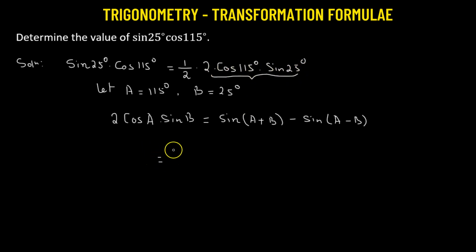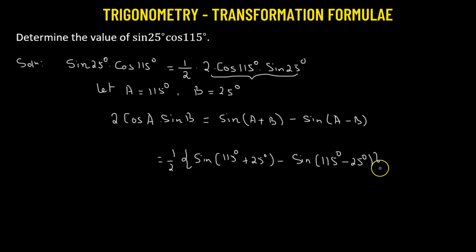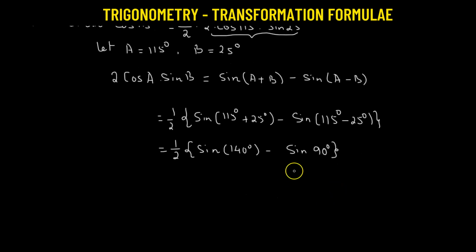So that means we are now going to get half. In place of cosine 115 times sine 25 degrees, we have sine 115 degrees plus 25 degrees minus sine 115 degrees minus 25 degrees. So this will be equal to half times sine of 115 degrees plus 25 degrees, that adds up to 140 degrees, minus sine of 115 minus 25, that's going to be 90 degrees. Right. Sine 90 degrees, we can easily obtain its value. That's a standard value of 1. So we have half times sine 140 degrees minus 1.